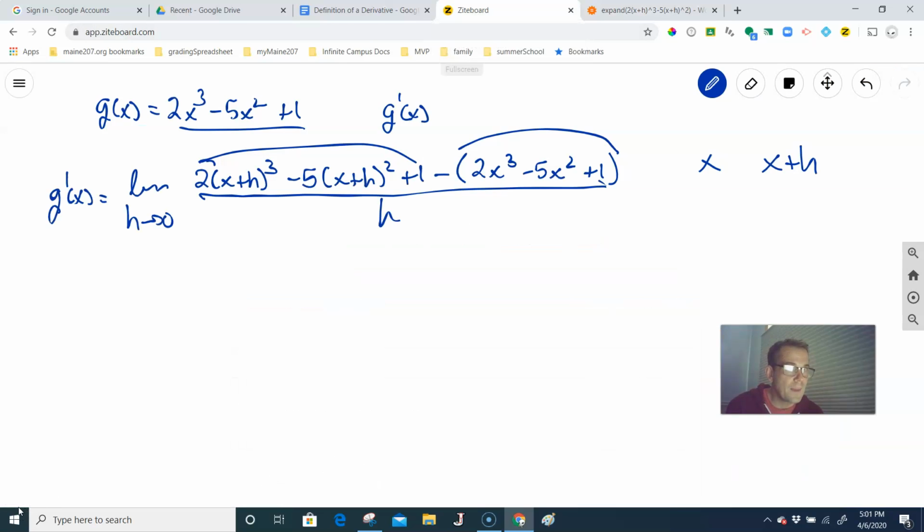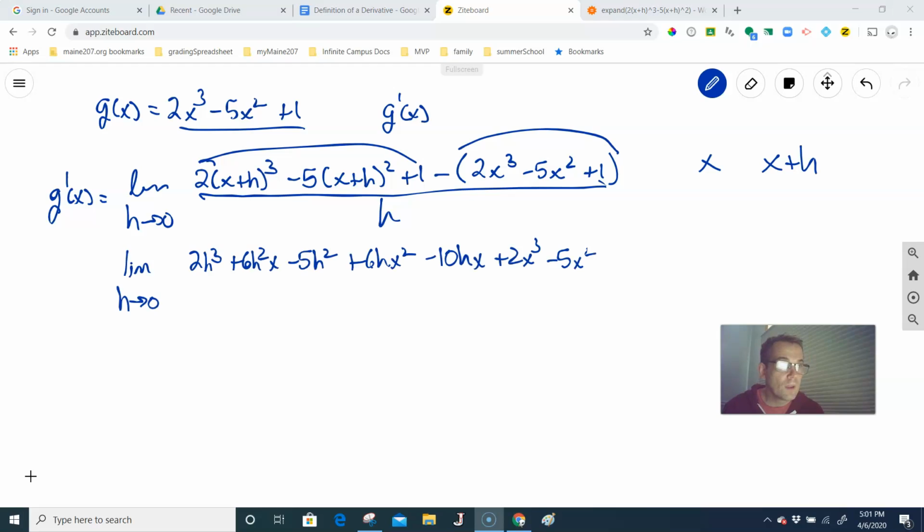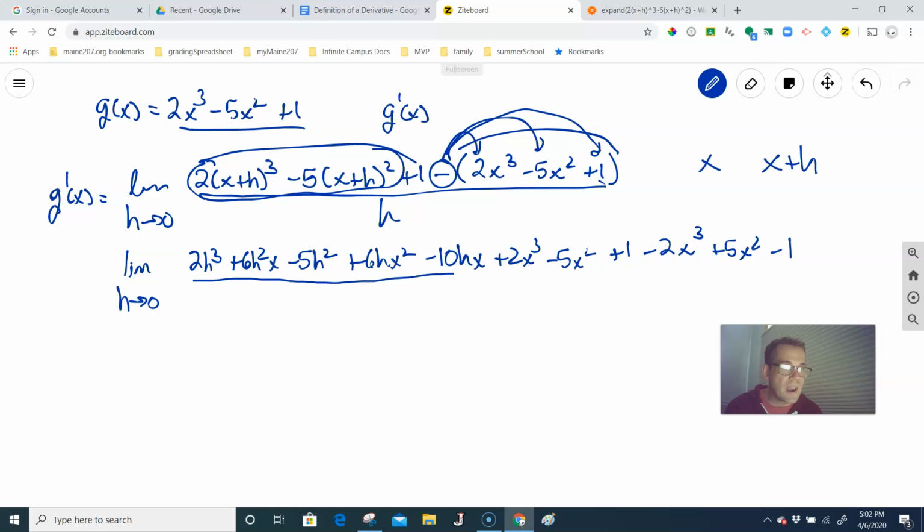So let me pause and copy some stuff down. So all of this stuff from Wolfram Alpha, when I copy it down, looked like this. I'm going to pick it up with this plus 1. I'm going to really be careful with this negative sign and make sure I distribute to all parts of what was g of x. So I'll have a negative 2x cubed, a positive 5x squared, and a negative 1. And this entire nasty expression is all over h. Just be grateful you didn't have to do this by hand like I had to do when I was a boy.